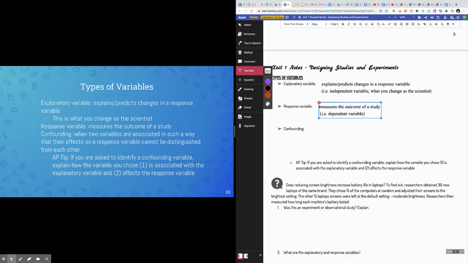Okay, this is what you measure, right? It goes on the y-axis, right? There's a third type of variable that you may not have heard of before, which is called a confounding variable.